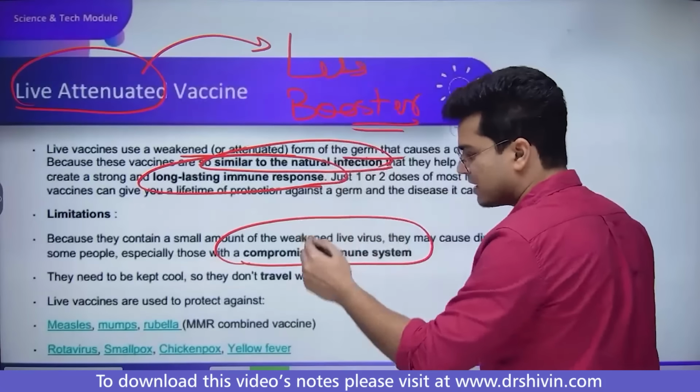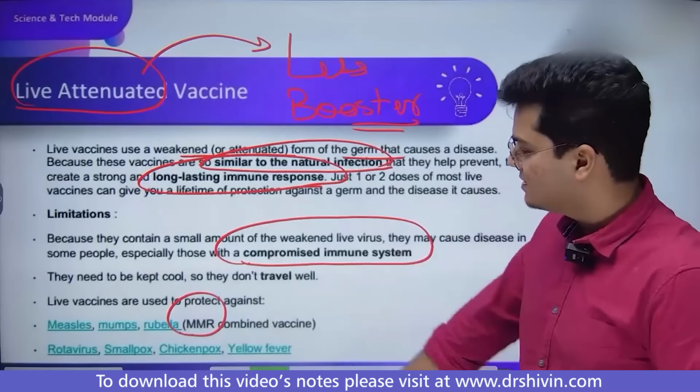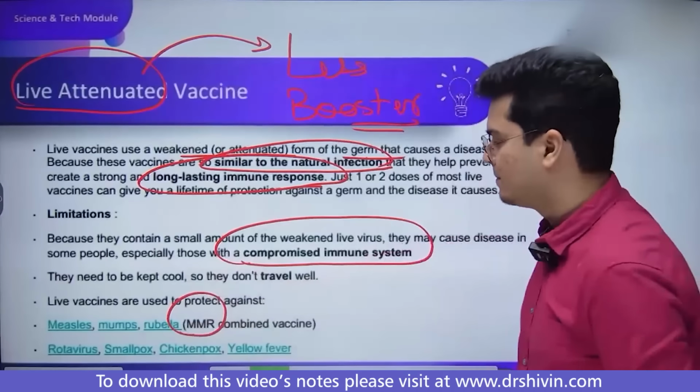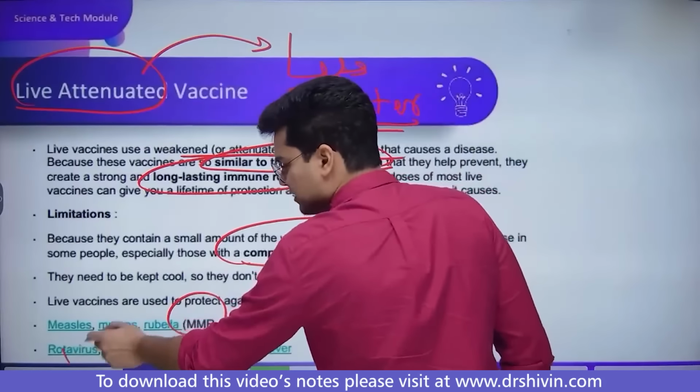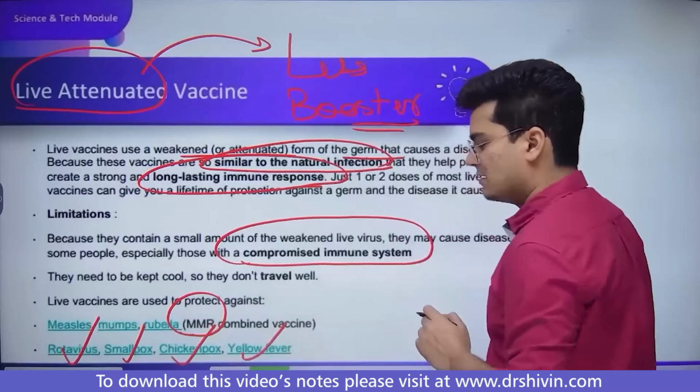Right? So these vaccines are used against MMR. MMR is a combined vaccine against measles, mumps and rubella. Then rotavirus vaccine, smallpox vaccine, chickenpox vaccine, yellow fever vaccine. Again, this list is in the slides and you can see it from there. I am not asking you to print the slides every day. You can see them digitally and add to the one pager. That is why the one pager was made. Okay. All right. Now let's come to the next thing.